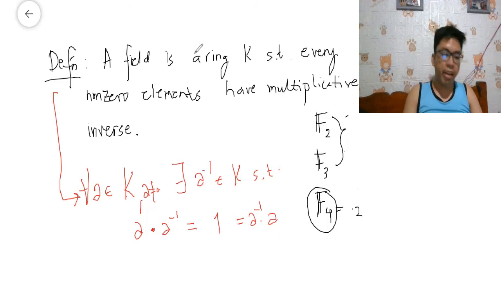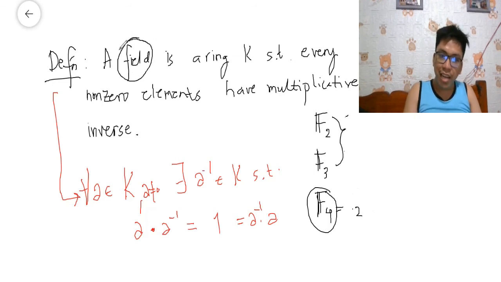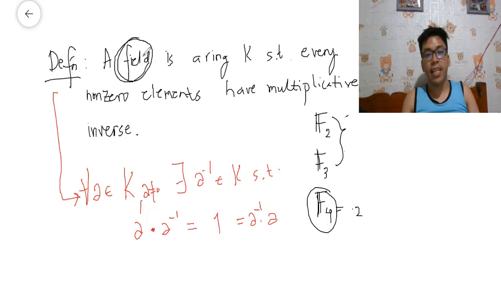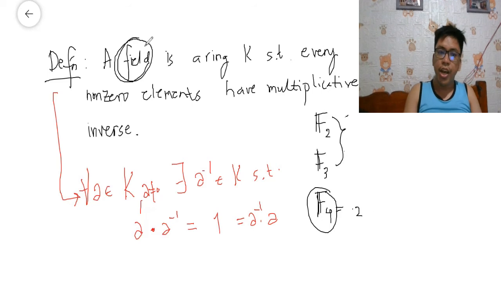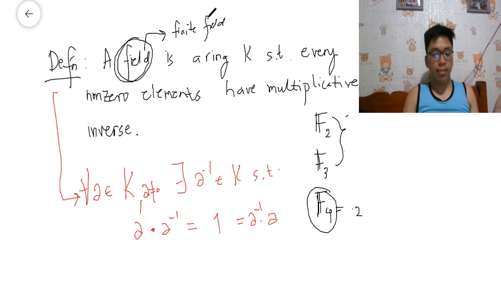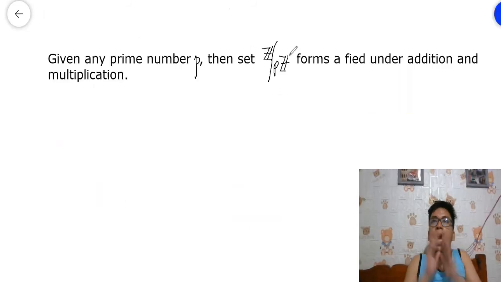So what do we mean by a finite field? A field whose underlying set is finite is technically a finite field. So basically, you're just looking at the underlying set of a given K, and if it has a finite number of elements, then technically that's a finite field. And that's pretty obvious.